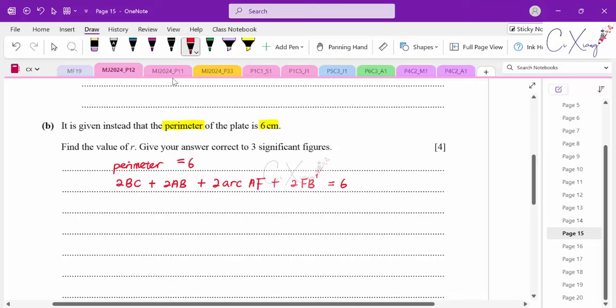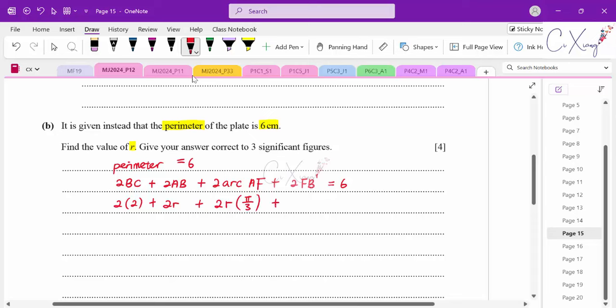So what is the value for BC? BC is given 2, so you just put it as 2. What is the value for AB? You don't know, so you put it as R because it is the radius. Find the value of R, so I just put it as R. What is the arc of AF? Again, you don't know the radius, so you put it as R. Then the arc of AF should be R theta. So R theta, you know the value, which is pi over 3.